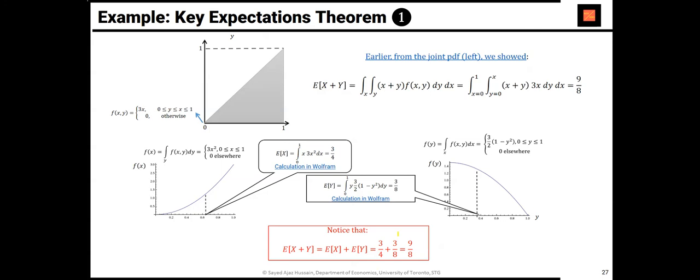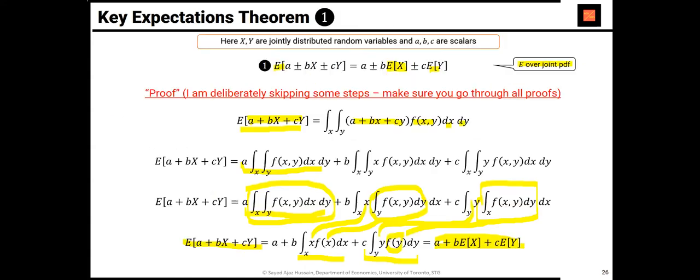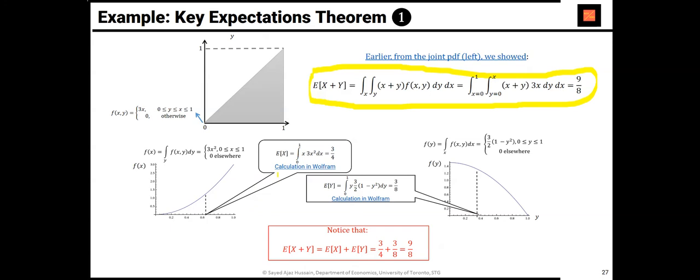So let's put it in action. Earlier I showed this to you by computing this over the joint density. So I've shown you now the left side, right? But what the theorem says is you could do it over the joint density, or you could use the fact that the expectation of x plus y must be the expectation of x plus the expectation of y.